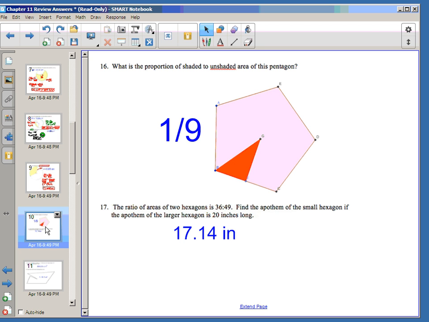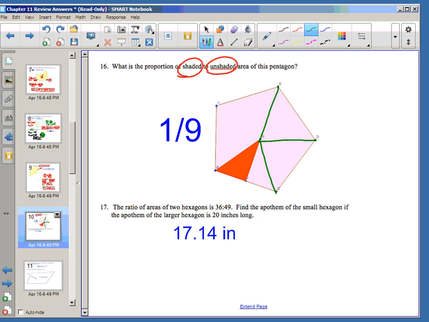Write the proportion of shaded to unshaded area of this pentagon. So that's the key thing, shaded to unshaded. What most of my students did that I noticed is they started drawing in, okay, I get 5 big triangles in here, but I really only have half of that, so I'm going to divide all those big triangles in half. So in total, I have 10 triangles.